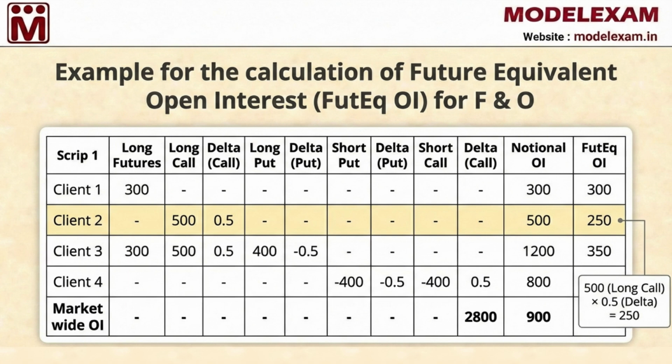We can see how this works in a real calculation for what we call future equivalent open interest, or FUTEQOI. Imagine we have different clients with various positions. In the old system, which we call Notional OI, we just added up the contracts. For example, if client 2 had 500 long call contracts, we counted it as 500. But in the new system, we multiply those 500 contracts by the delta of 0.5 to get a future equivalent OI of 250. By doing this for all traders, we get a more accurate picture of the market's actual risk.